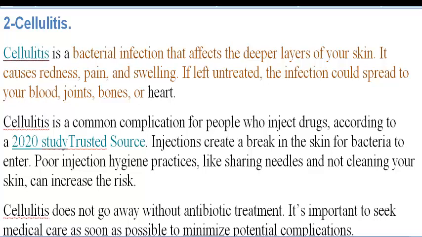Injections create a break in the skin for bacteria to enter. Poor injection hygiene practices, like sharing needles and not cleaning your skin, can increase the risk. Cellulitis does not go away without antibiotic treatment. It's important to seek medical care as soon as possible to minimize potential complications.